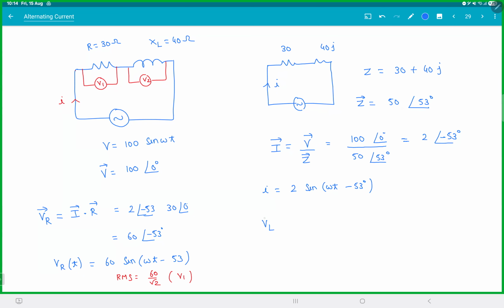Next thing, you want to find VL bar. VL bar is current into XL bar. So for inductance, we call it XL. So that will be 2 into 53. XL will be how much? XL bar will be 40 into 90 degrees. Then multiply. This guy will be 80, 37 degrees. So VL as function of time t will be 80 sine omega t plus 37. The voltmeter will always read RMS value. So RMS value of this will be 80 by root 2. This will be the reading of V2.